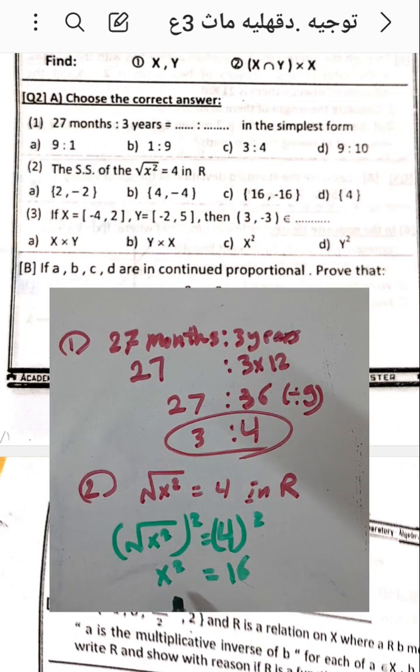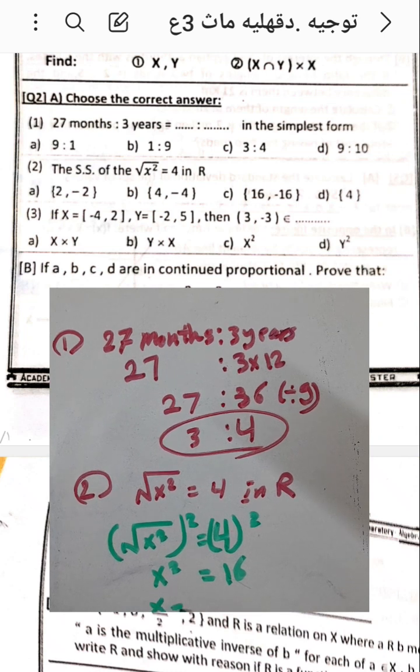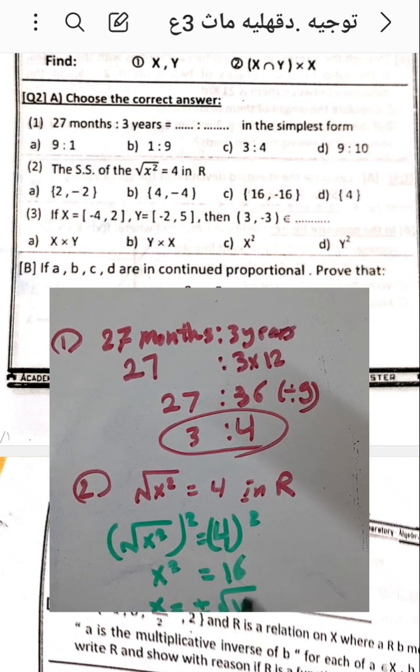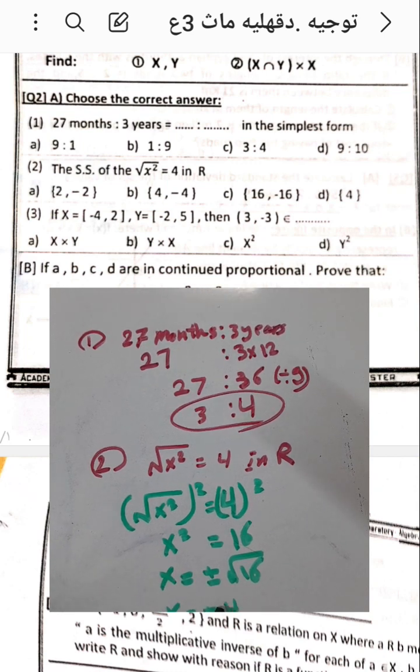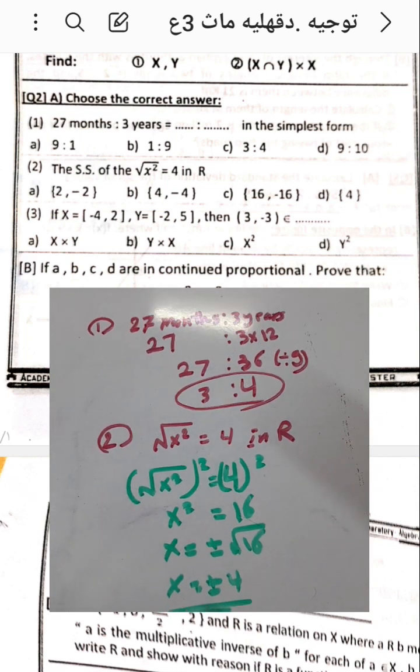We can find the value of x by writing positive or negative square root of 16. Then x will be positive or negative 4. That's the value of x, positive or negative 4.